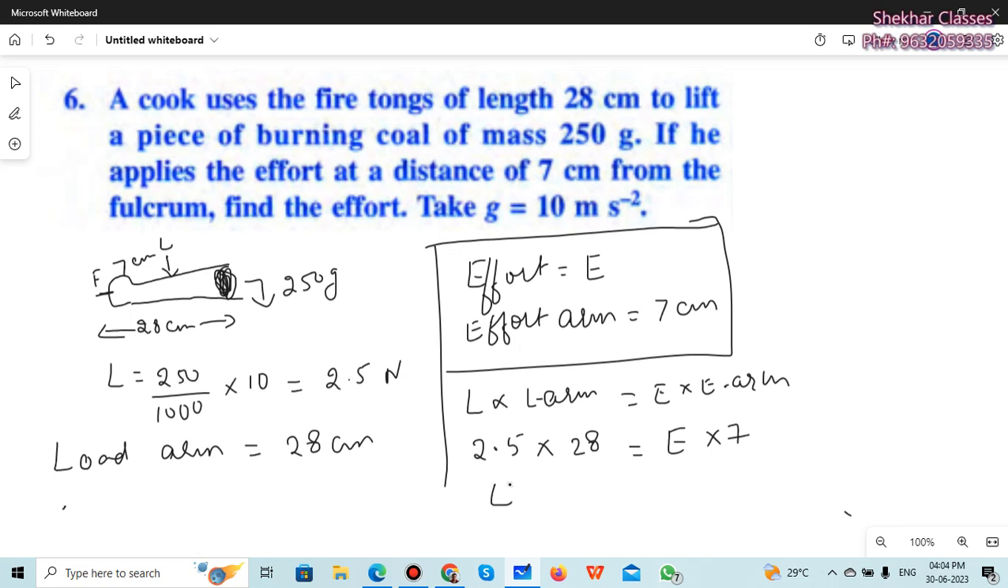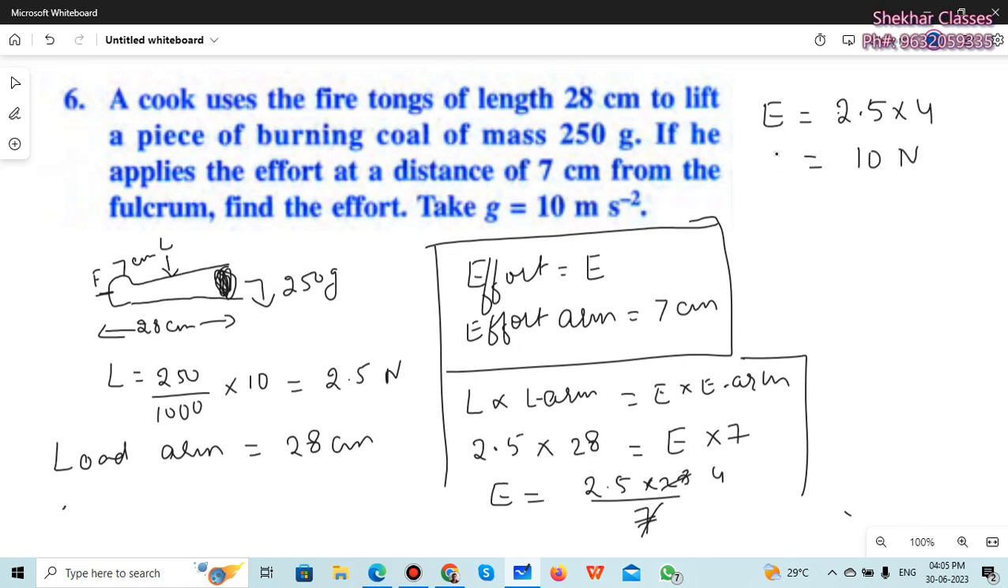So effort will be equal to 2.5 into 28 upon 7. 7 fours are 28, so 2.5 into 4 is 10. Finally, the effort is 10 Newton. That is how much effort has to be put in to lift that load, and this is the answer.